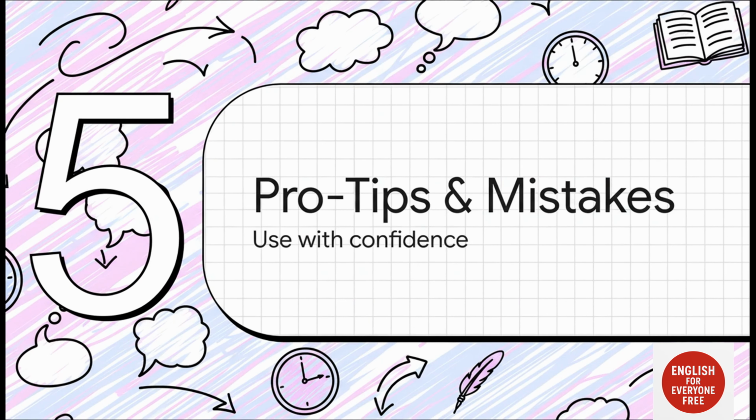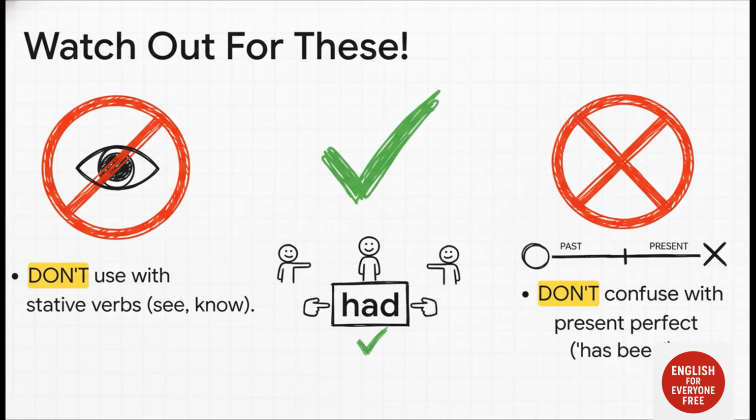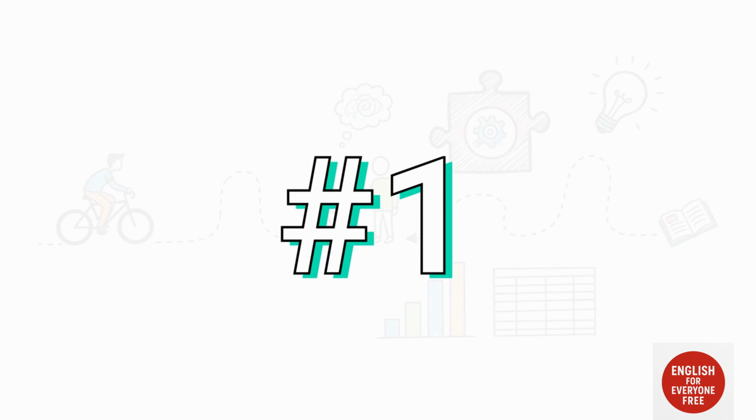We'll quickly cover a few common mistakes so you can use this tense with total confidence and avoid those little traps. So just watch out for these 3 things. First, try not to use this tense with stative verbs. You know, verbs that describe a state, like know or love, instead of an action. Second, this is an easy one. Always use had for everyone. I, you, she, they, all of them. And finally, be careful not to mix it up with the present perfect, which uses has been. And that brings us to the number 1 most common mistake people make. They accidentally say has instead of had. Just remember, has been connects to the present. If your whole story is set in the past, you gotta use had been.